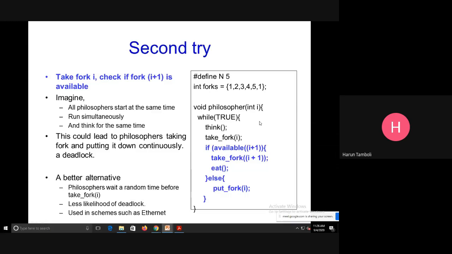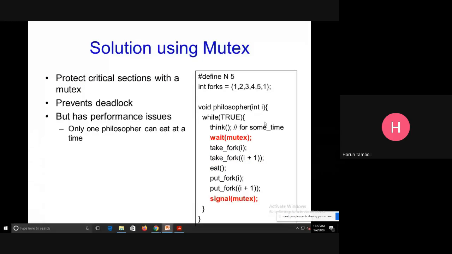This could be a better solution or better alternative for the deadlock problem. In this case, if we implement this solution, then it may be possible that the system can run better. And the same scheme is used in the Ethernet. In the Ethernet, the second try scheme is used.